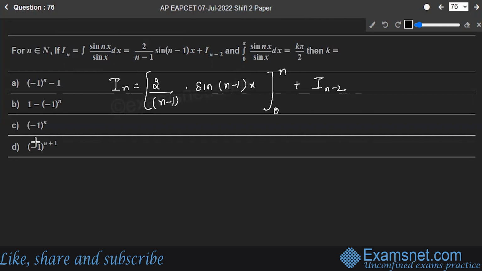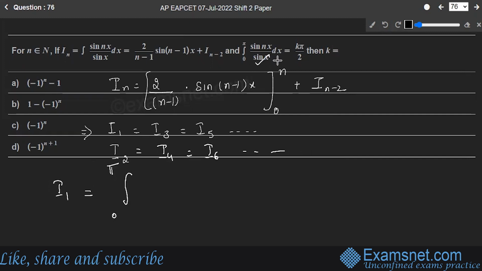So from here, I can say I1 is equal to I3 is equal to I5 and so on. Also, I2 is equal to I4 is equal to I6 and so on. Correct. Now let's find out I1. So I1 is given by integral of 0 to pi sine x upon sine x dx. They will cancel out and you will have x from 0 to pi, which is equal to pi.